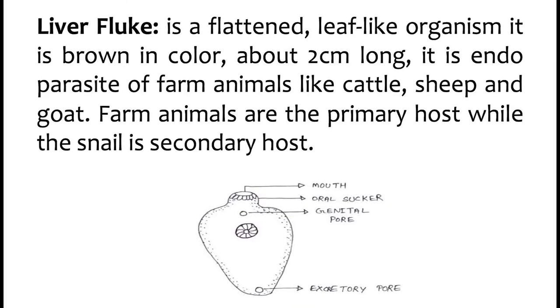The second parasite, the second endoparasite, is the liver fluke. It's a flattened leaf-like organism. It is brown in color, about 2 centimeters long. It is an endoparasite of farm animals like the cattle, sheep, and goats. Farm animals are the primary host, while the snail is the secondary host.